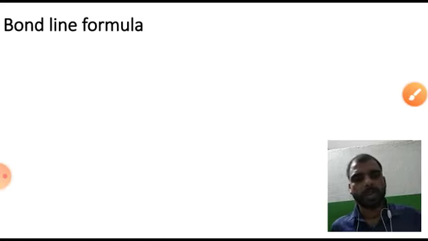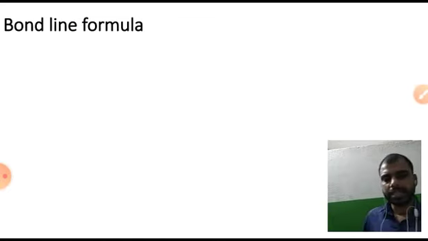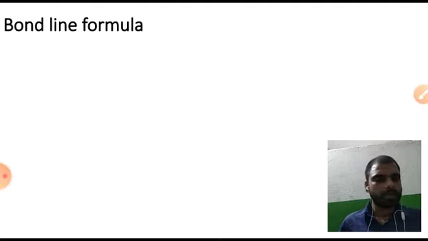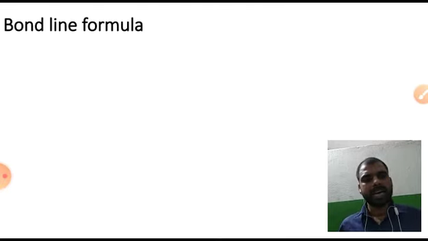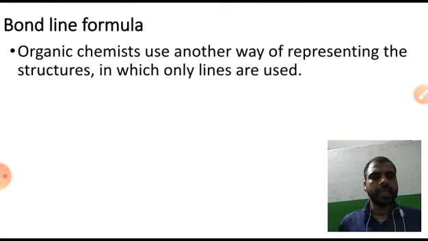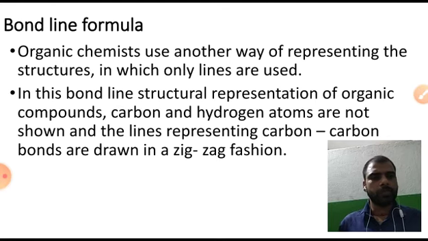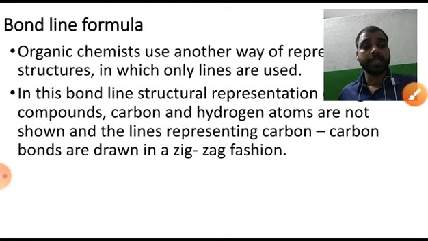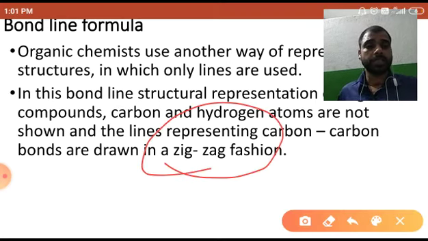Now we will talk about the bond line formula. Scientists are every time in a hurry. They have to write organic compounds in a hurry. They don't want to write the organic compound with the carbon and the hydrogen every time. So they discovered this method, known as the bond line formula. This is another way of representing organic compounds in a zigzag fashion, where the carbon and hydrogen atoms are not shown.